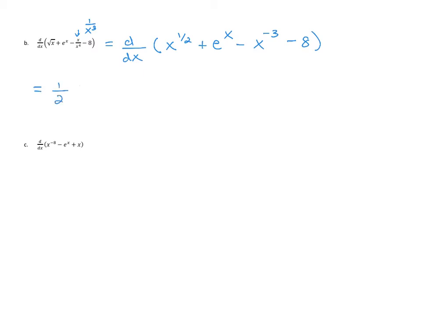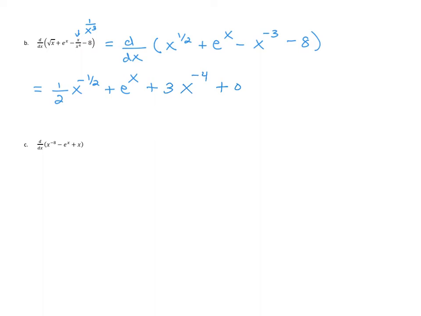I get 1/2 x to the negative 1/2 plus the derivative of e to the x is e to the x. For the next part, it's going to be positive because we're subtracting x to the negative 3. So this negative 3 comes down front. It becomes a positive 3. We get x to the negative 4. And then the derivative of 8 is 0.